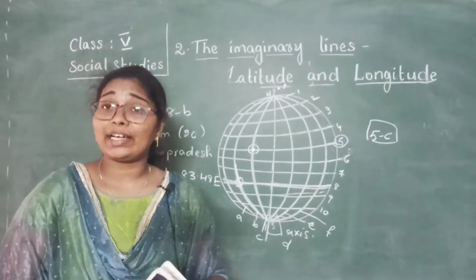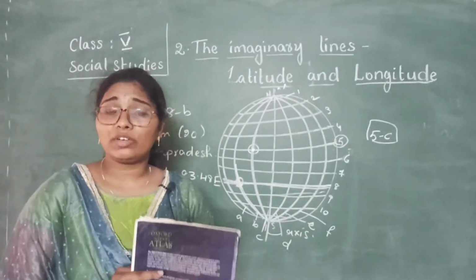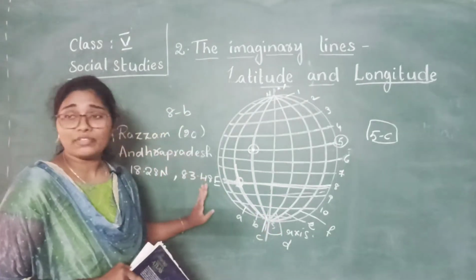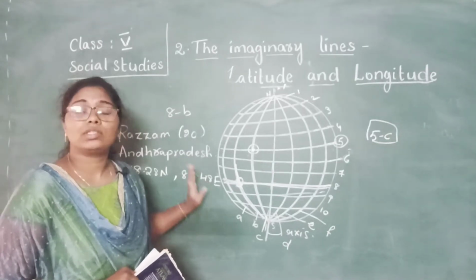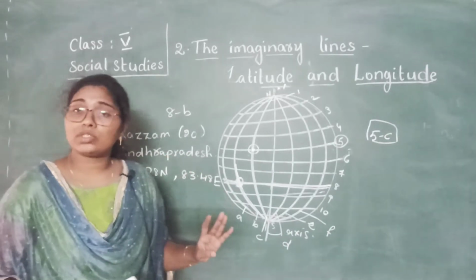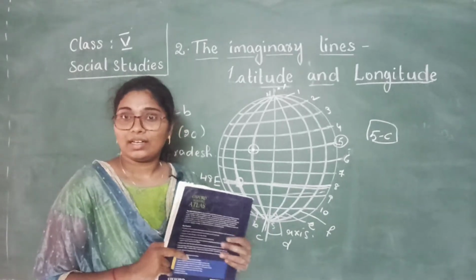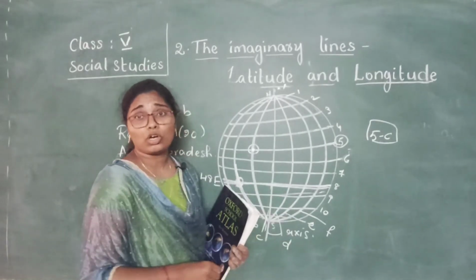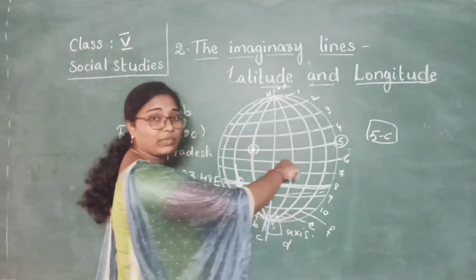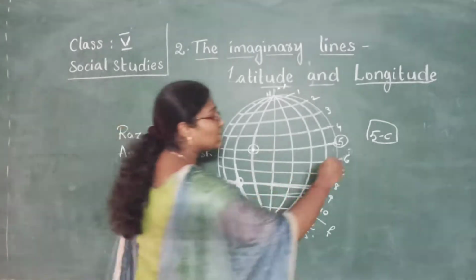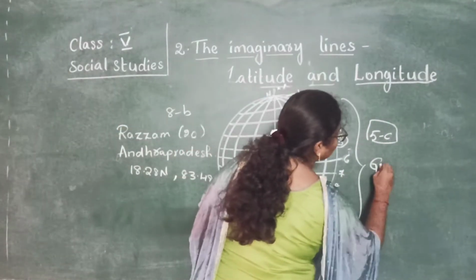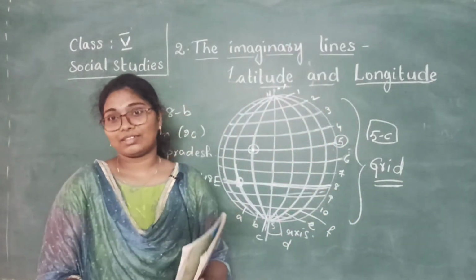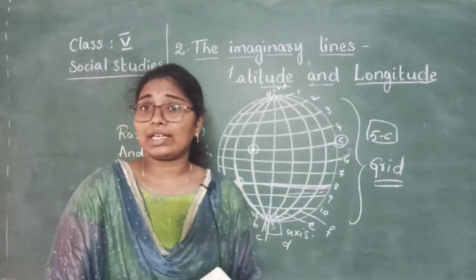So if you intersect latitudes and longitudes, you can find any place. This is the use of latitudes and longitudes. We use latitudes and longitudes especially to find places, right? These latitudes and longitudes crisscross each other to form a network of lines. What is this network of lines called? Grid. Grid, right? So now you know how to read an atlas.